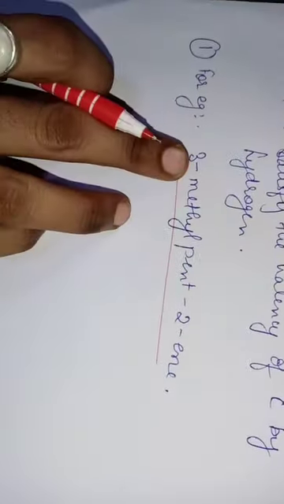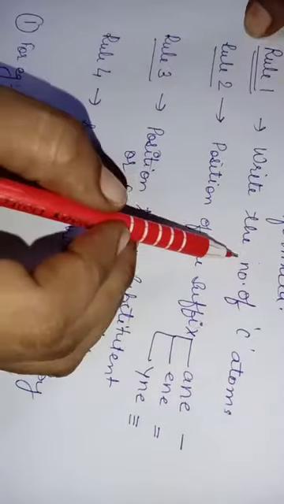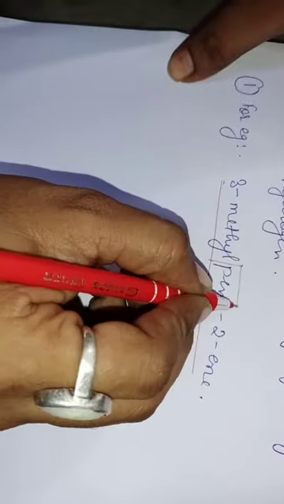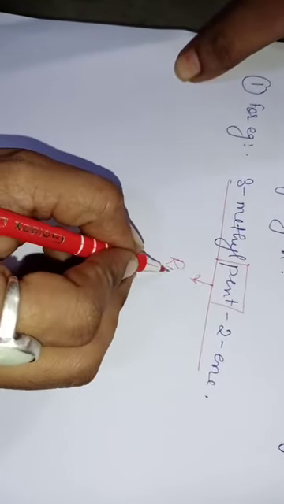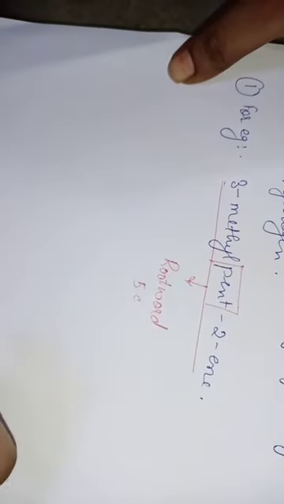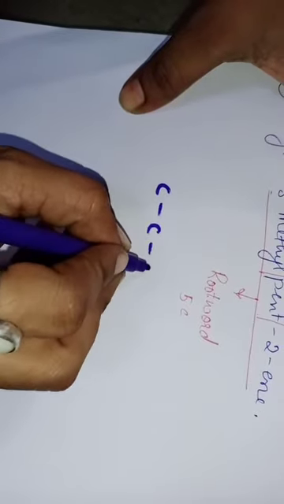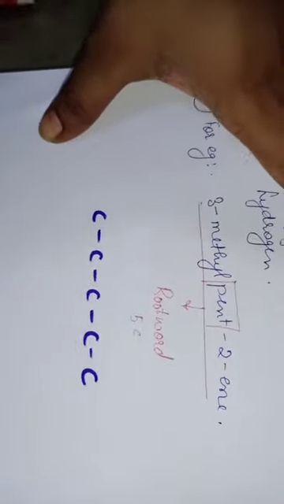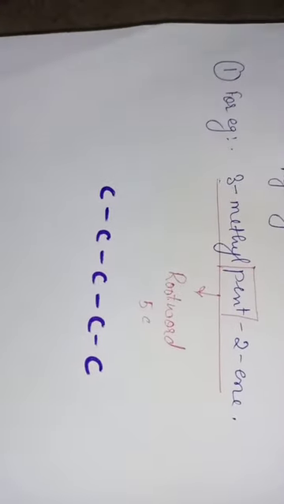Now see here, the first rule says to write the number of the carbon atoms. How will you write the number of carbon atoms? Whenever you see the name of the compound, you look for the root word. In this name, pent is your root word. Pent means how many carbon atoms should be there in the chain? There should be 5 carbons. So here you will draw 5 carbons, 1 2 3 4 and 5. These are the 5 carbons from the root word.